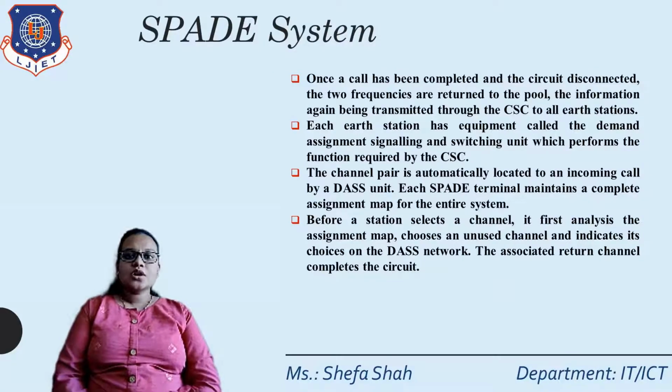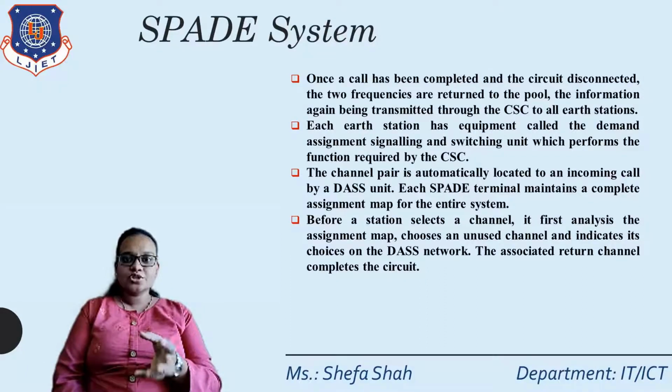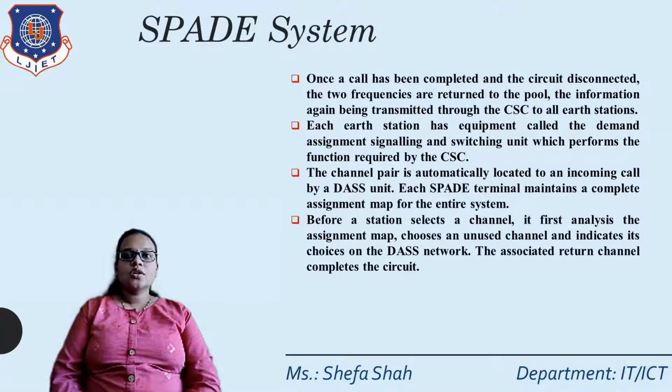Once a call has been completed and the circuit disconnected, these two frequencies are returned to the pool, and now all the stations will show that these two frequencies, which were occupied before, are right now empty, and so a call can be made on this channel. Right? So this information is transmitted through the CSC to all earth stations.